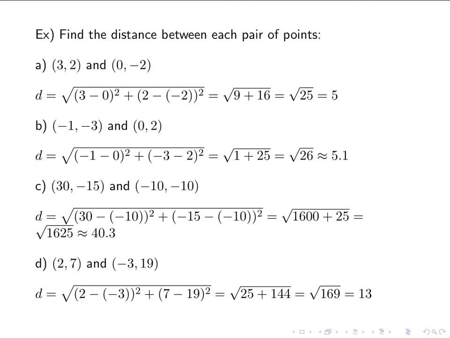So depending on the problem, it might ask you to round to a certain number of digits. It might ask you to leave it. So just make sure that you read the directions carefully.